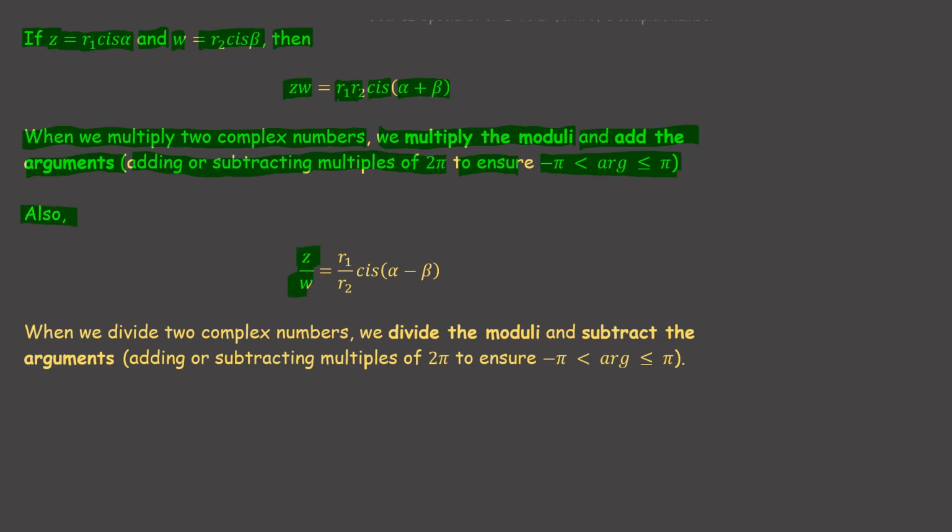Also, Z divided by W is R1 divided by R2 cis alpha minus beta. When we divide two complex numbers, we divide the moduli and subtract the arguments, again adding or subtracting multiples of 2 pi to ensure that the argument stays between negative pi and pi.